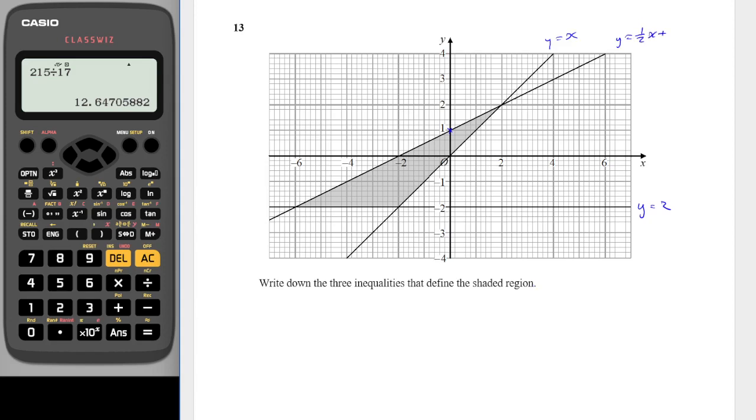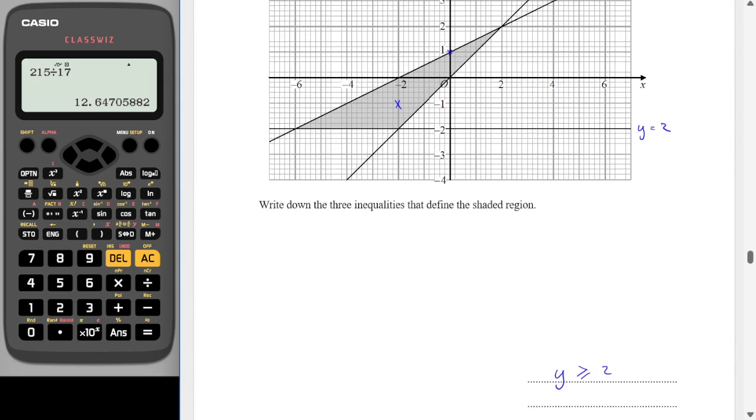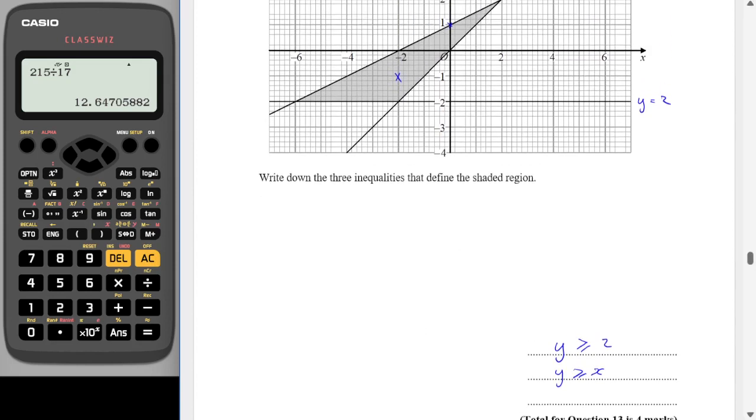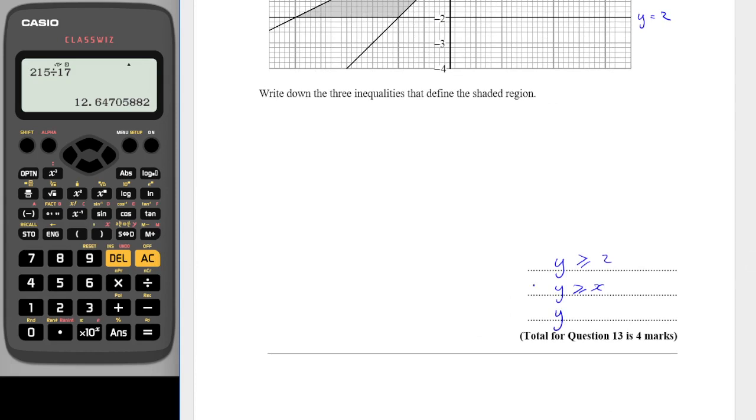And then if I pick a point within it and look, y has to be greater than or equal to 2, they're not dashed lines, so greater than or equal to 2. My next one is y has to be greater than or equal to x. And then the final one is below the line, so y has to be less than or equal to a half x plus 1. There we go.